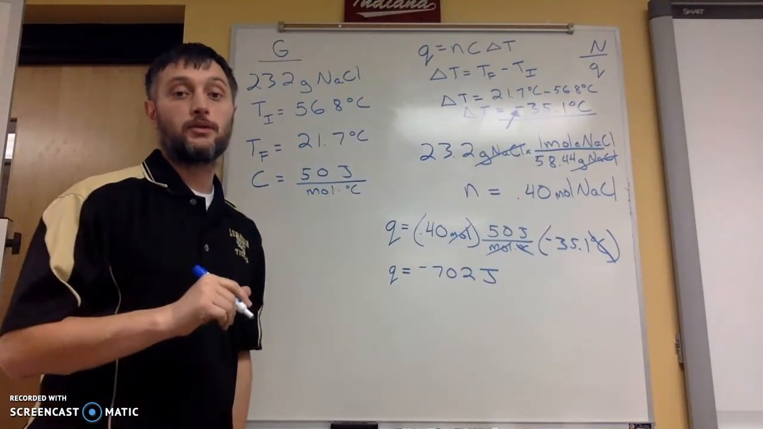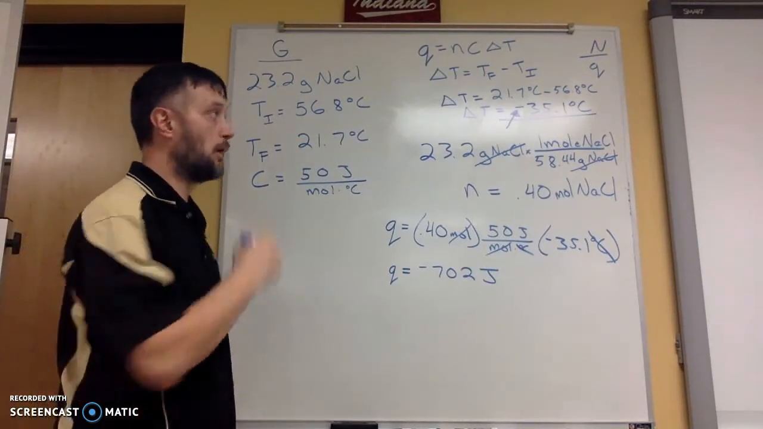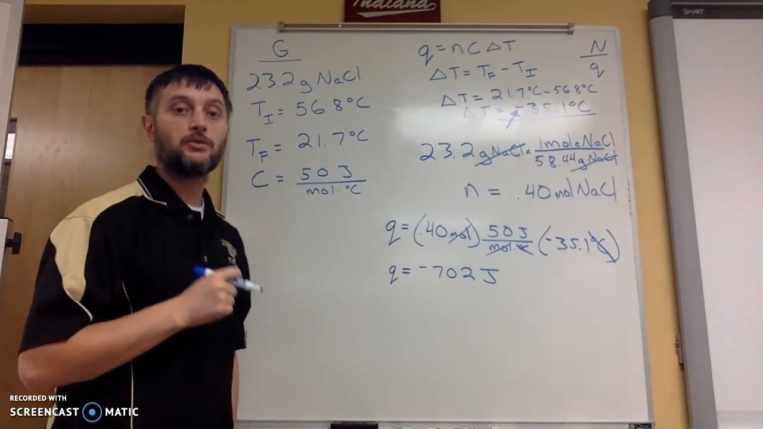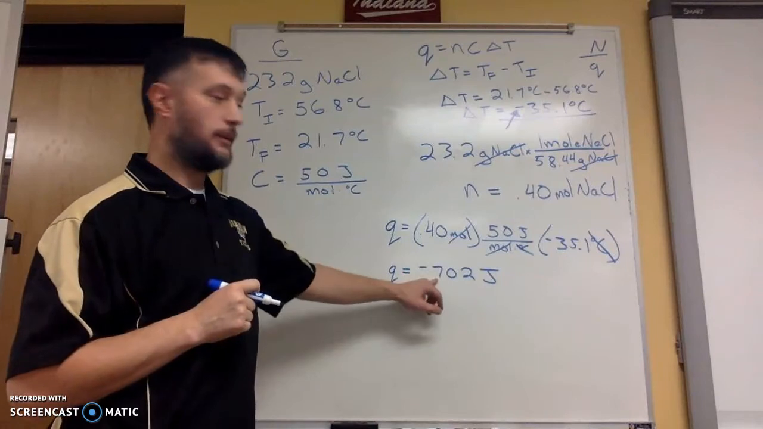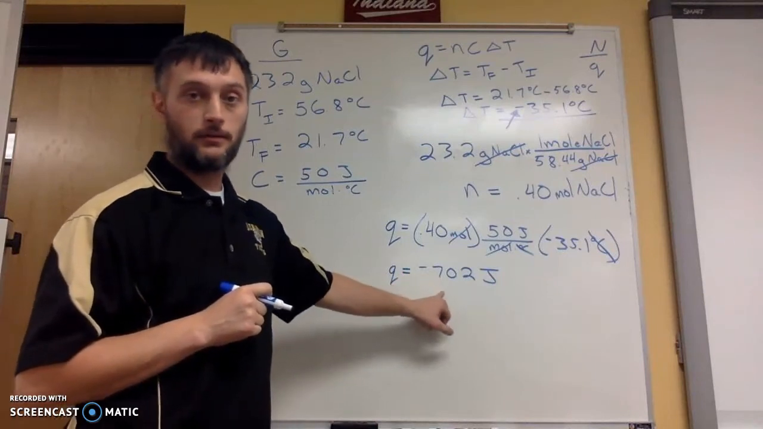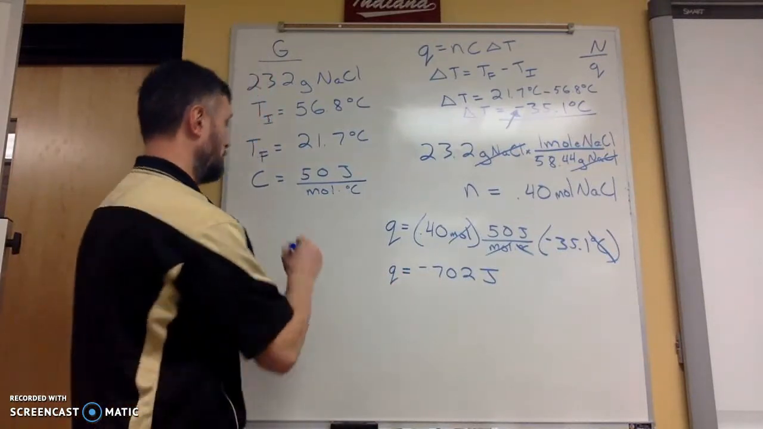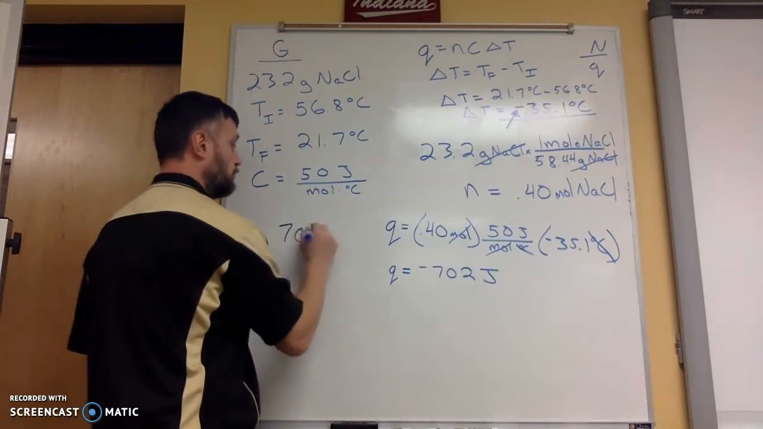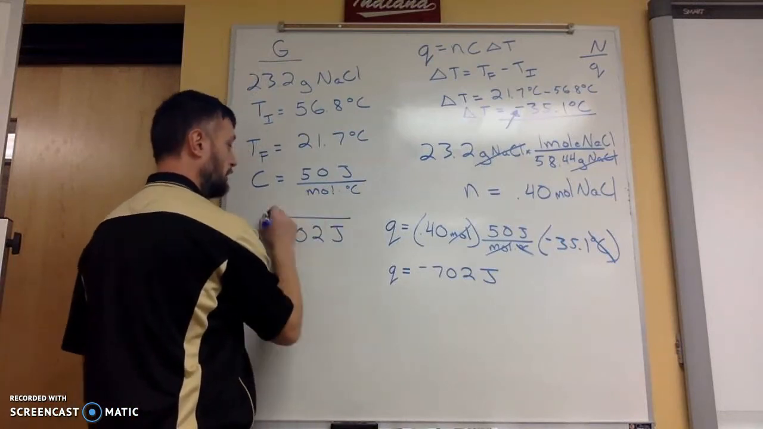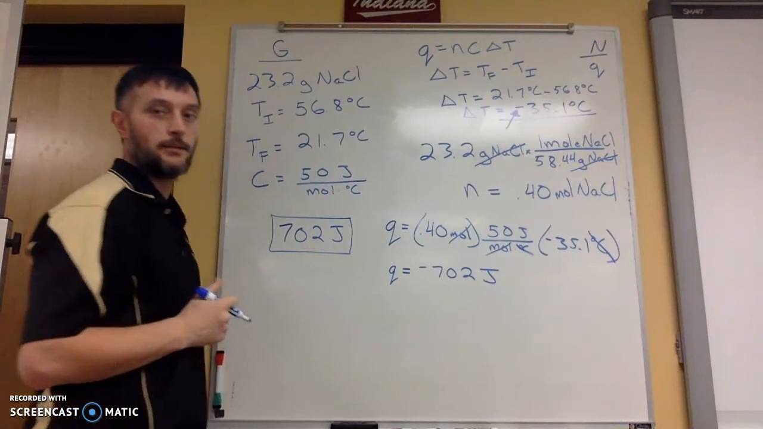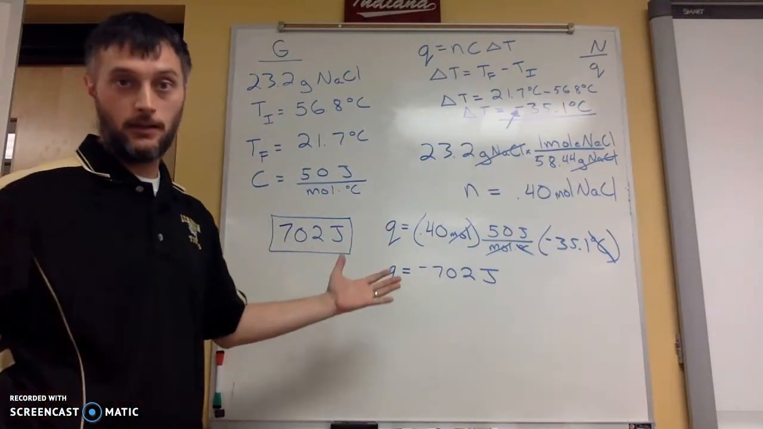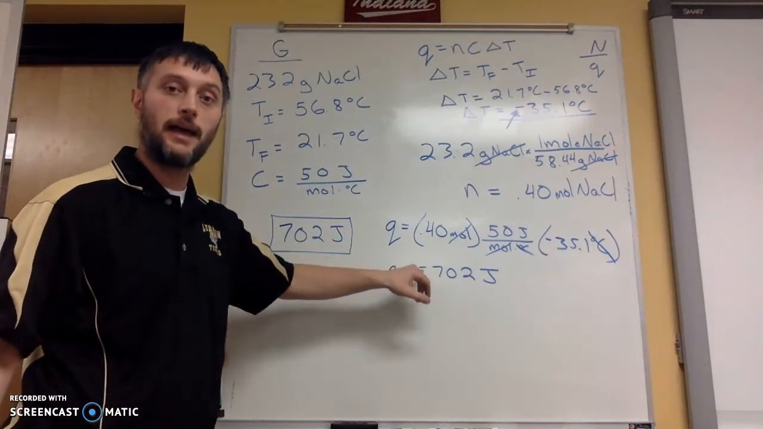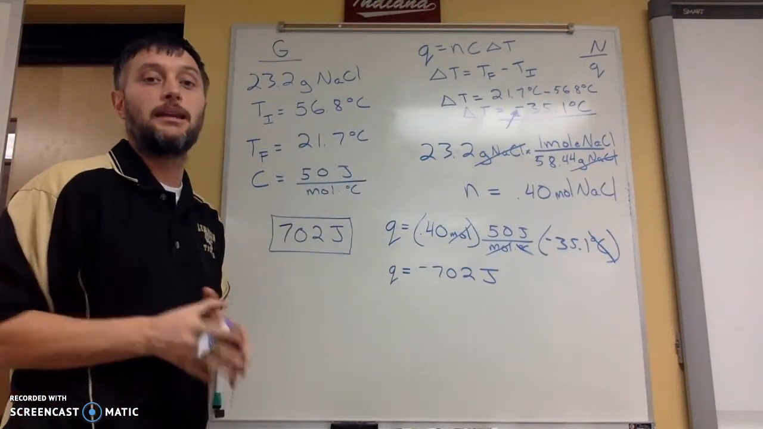Now here's where the sign manifests itself. If you look at the question, it doesn't ask what is Q. The question asks how much heat is leaving the system. This does not answer that question. The answer to the question is 702 joules of heat are leaving the system. The negative sign tells you that it's leaving. If it's a positive sign, that means the energy of the system is increasing.